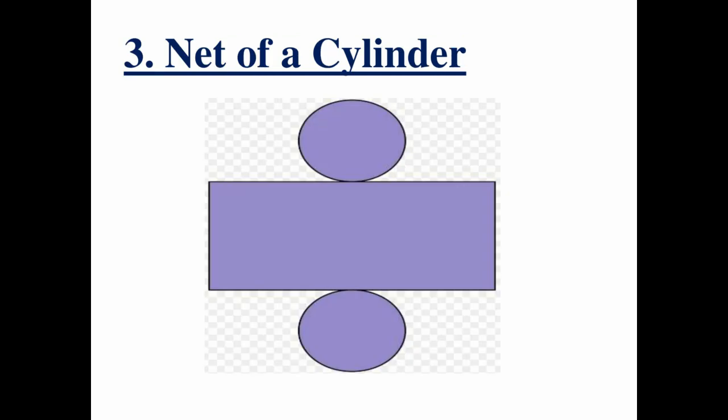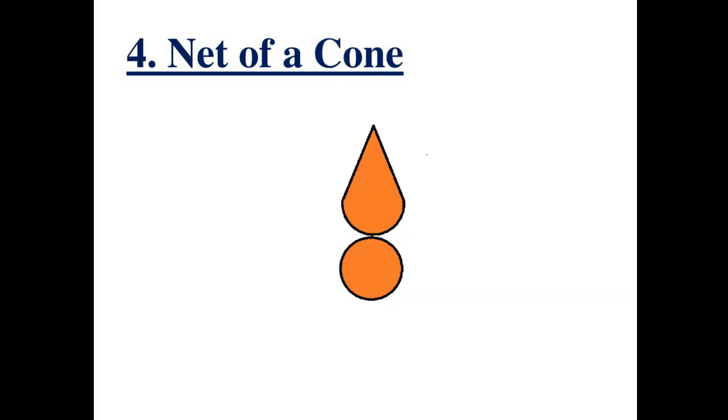Net of a cylinder. Consider a rectangle and 2 equal circles. This net thus formed is a cylinder. Join the two edges of the rectangle breadthwise in such a way that the length of the rectangle forms the boundary of one circle at the top and the other circle at the bottom. Next one is net of a cone. Join both the portions of a circle in such a way that the arc of the circle falls on the boundary of the circle attached at the bottom.